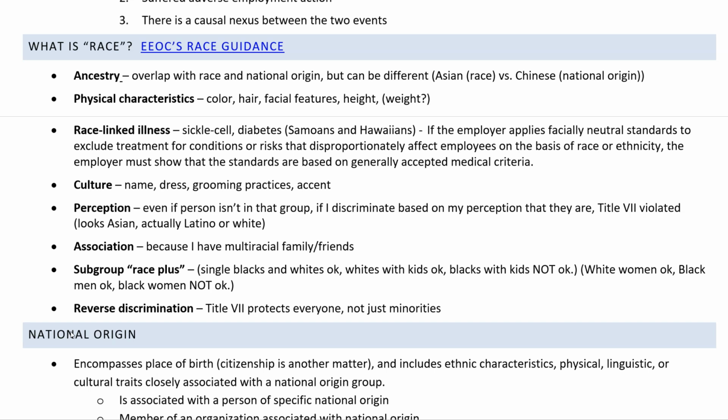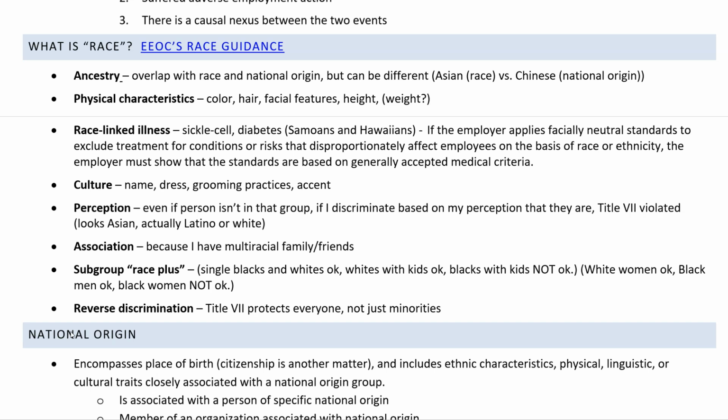The final point under the race guidance here that we're talking about, and there's more to it if you want to follow that link and just read more about what the EEOC has to say about it. I'm picking out the main categories here. The final one we talk about is reverse discrimination. So Title VII does protect everybody. It protects the majority parties as well as minorities.